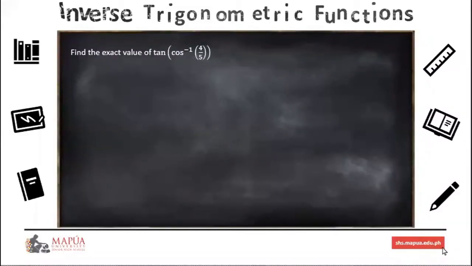How about this problem? Find the exact value of tangent arccosine 4 over 5. Represent the inverse function as any variable, and in this case, I will represent this as theta. So, let theta be equal to arccosine of 4 over 5. We can rewrite this problem as tangent theta.